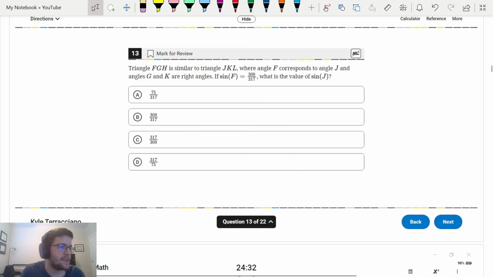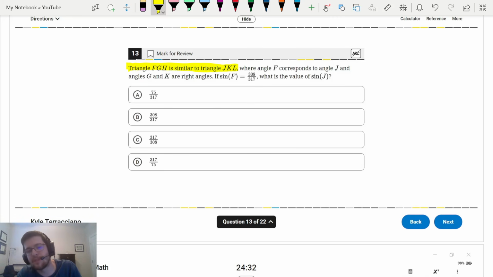All right, let's look at 13. What you've got to know about similarity statements, that's what this is, is that the order of the letters tells you the order in which the sides are proportional, and it tells you the order in which the corresponding angles are equal. Do you see how it says F corresponds to J? That's because F came first and J came first. Even if they didn't tell you that, you should have been able to figure that out, okay?